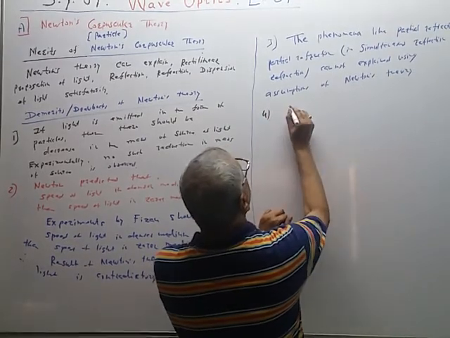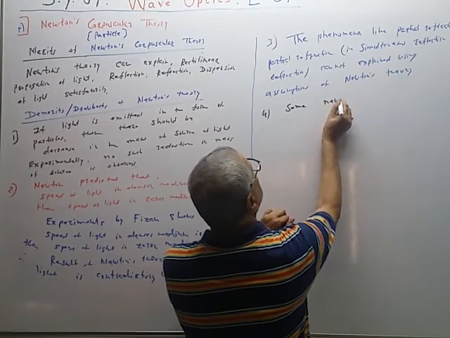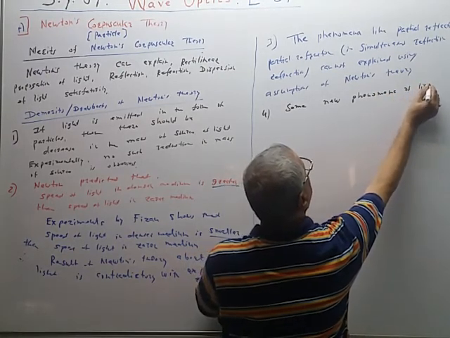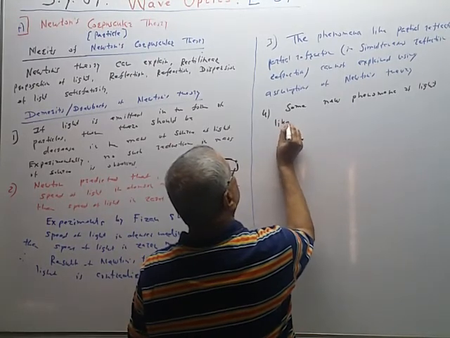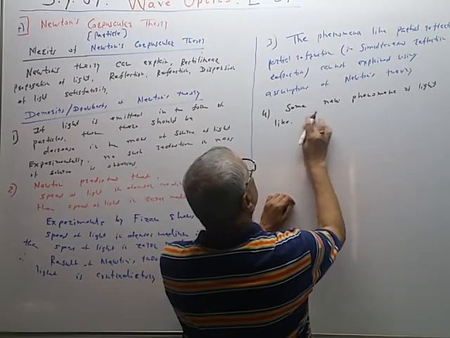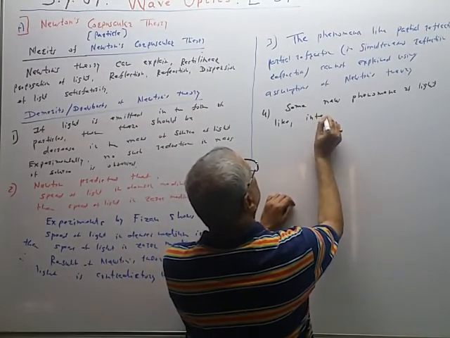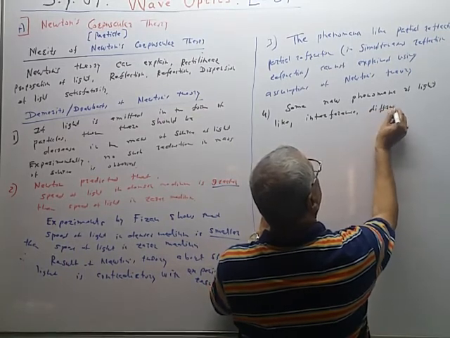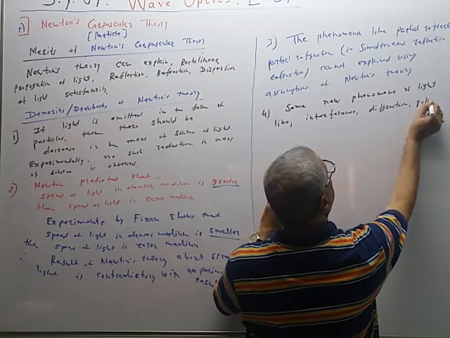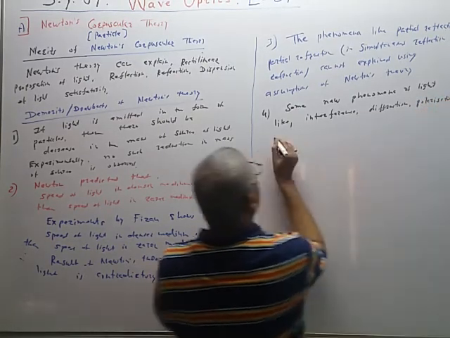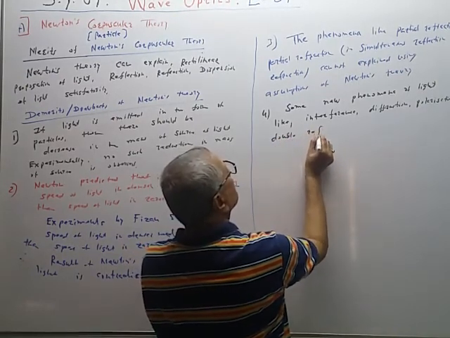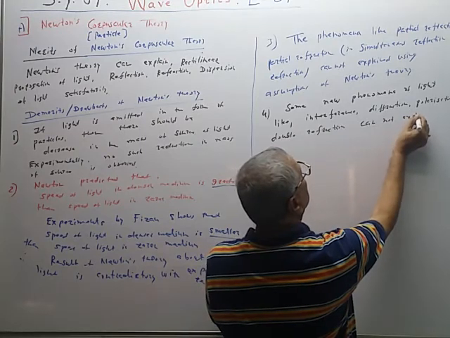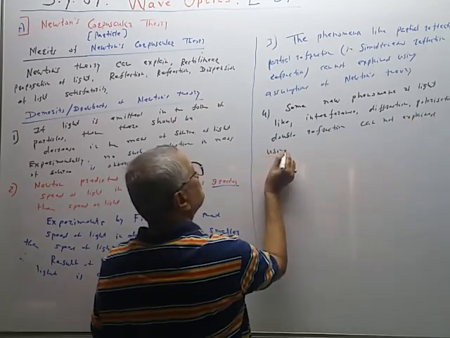One more drawback is this. Some new phenomena of light like interference, diffraction, polarization, double refraction cannot be explained using Newton's theory.